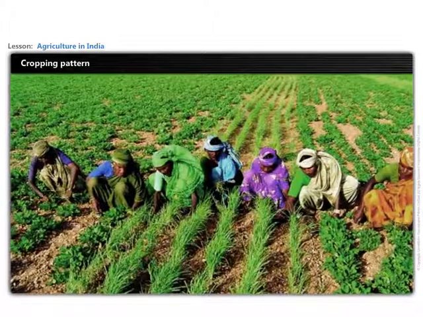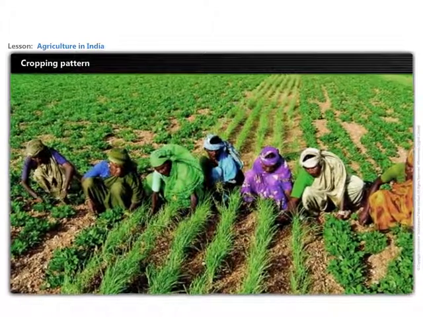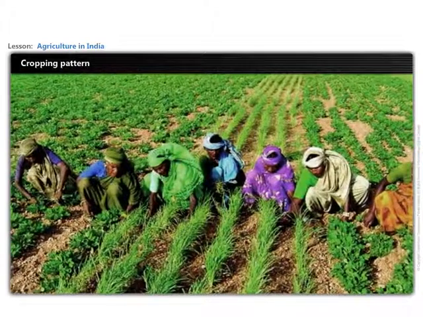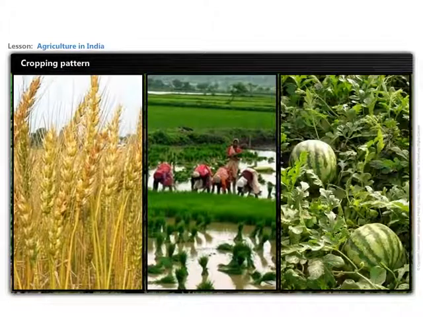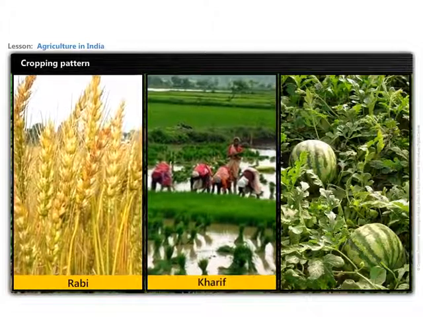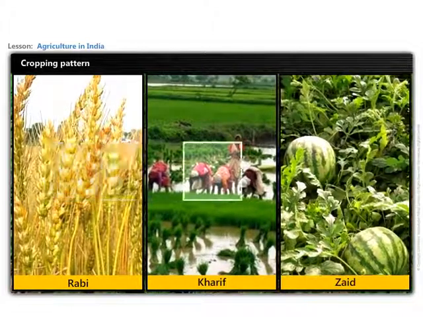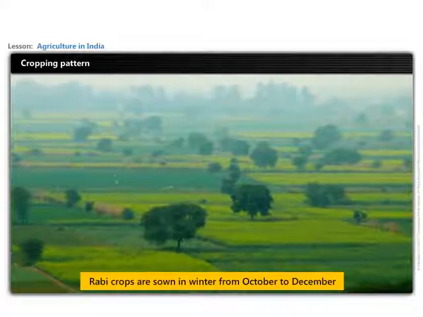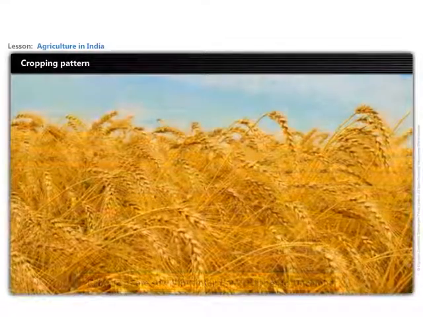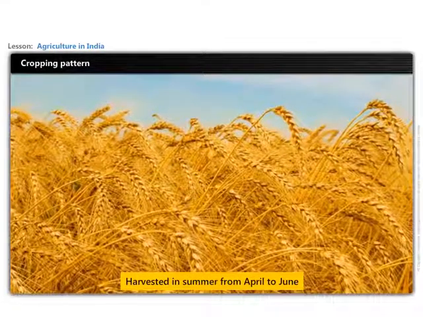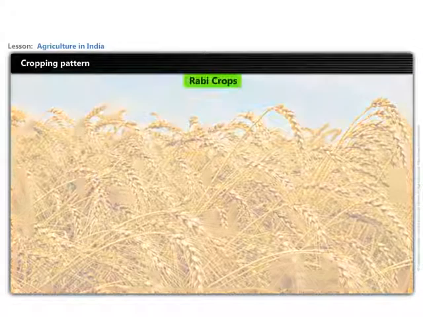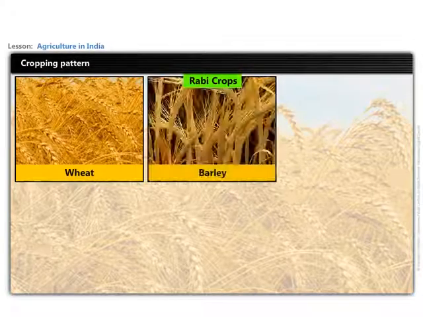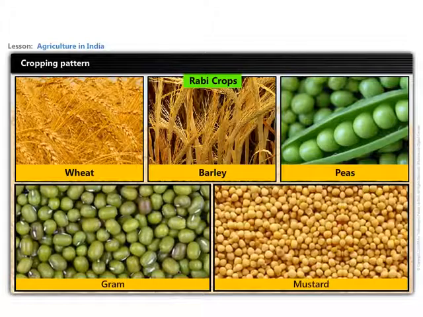Physical diversity and cultural plurality in India are reflected in the agricultural practice and cropping pattern of India. There are three major cropping seasons in India: Rabi, Kharif, and Zaid. Rabi crops are sown in winter from October to December and harvested in summer from April to June. Can you name some of the crops grown during this period? Some of the important Rabi crops are wheat, barley, peas, gram, and mustard.